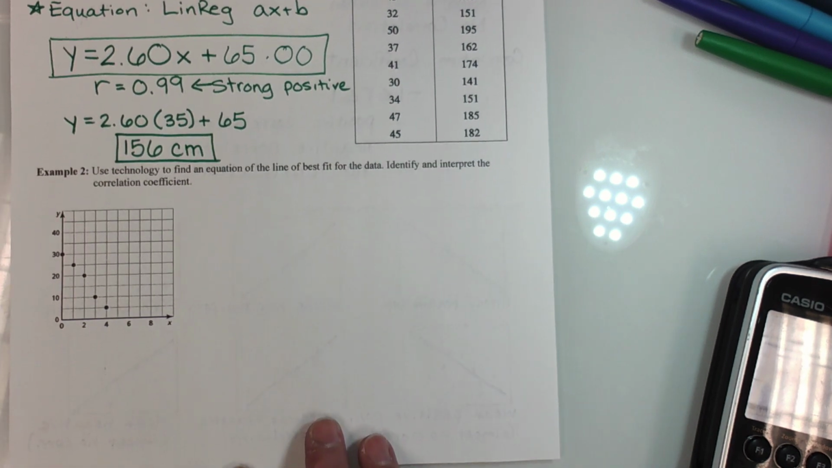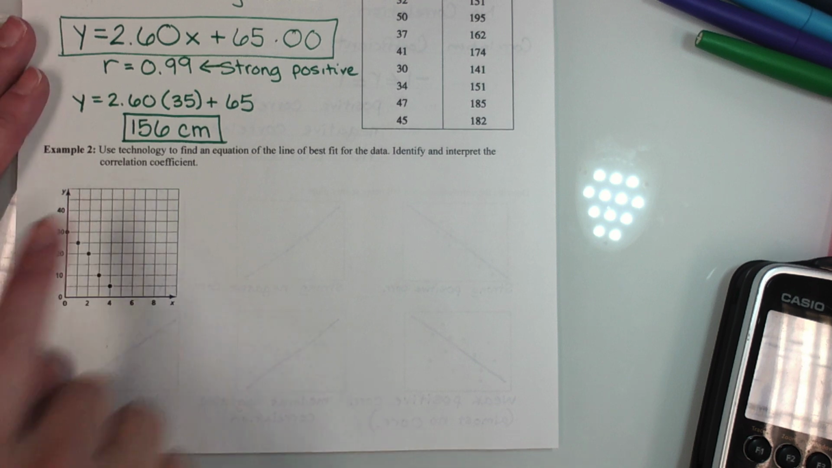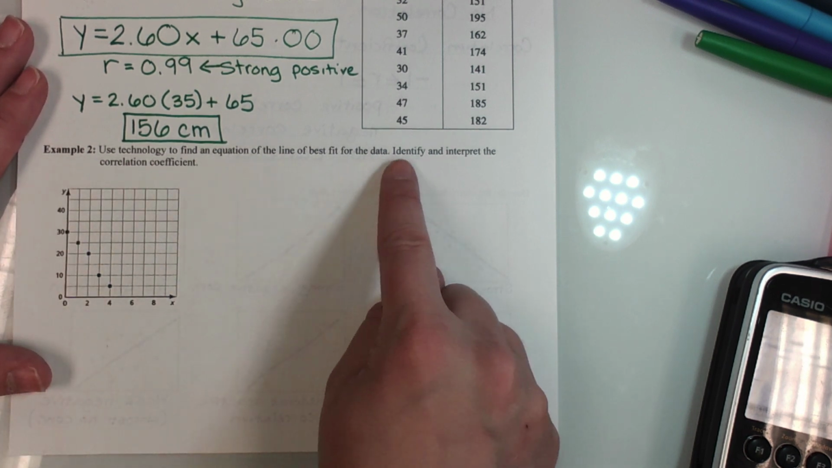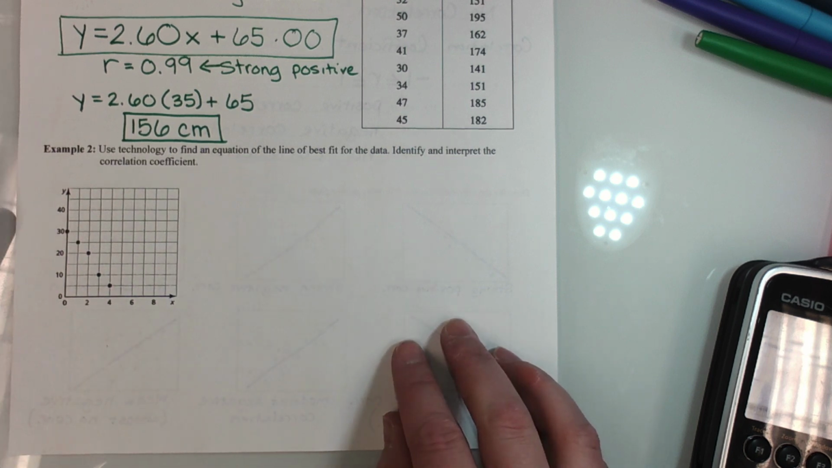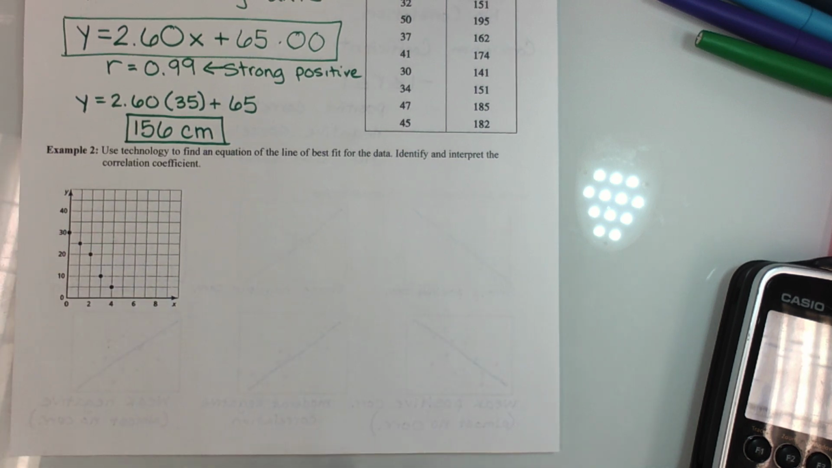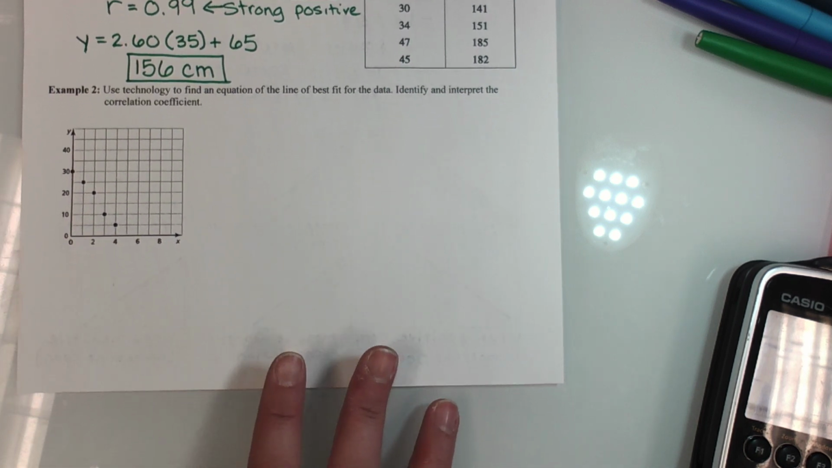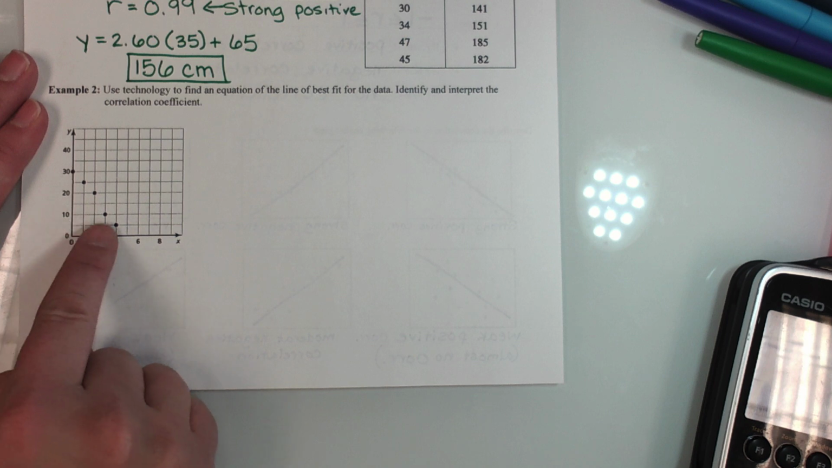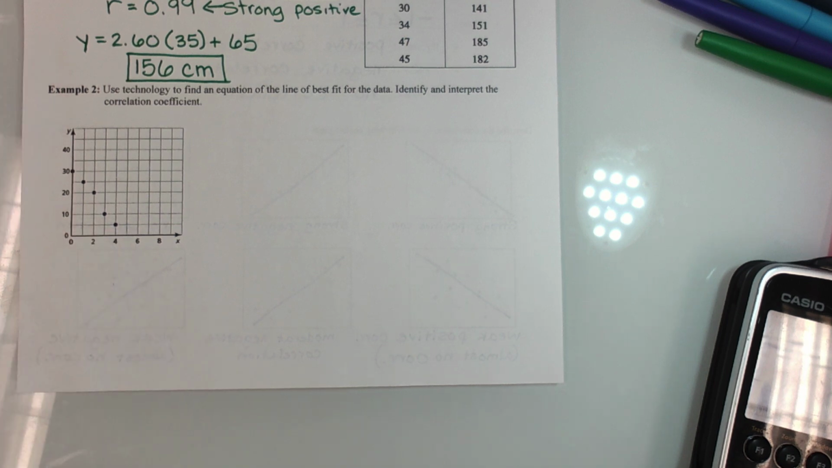The only other thing it might ask you to do is stuff like this. Use the technology to find the equation for the line of best fit, identify, interpret the correlation coefficient. We're not going to do this entire problem. We're just going to talk about how to do it. First thing I have to do is, do you notice there's some coordinate points here? I have to plug them in.